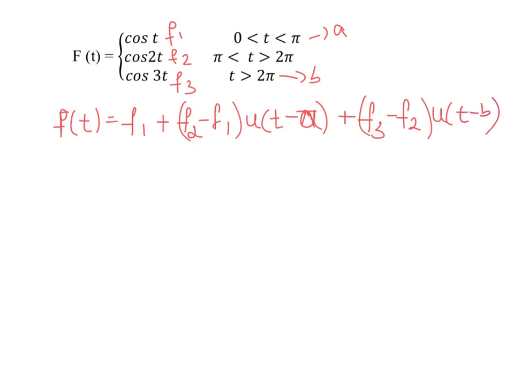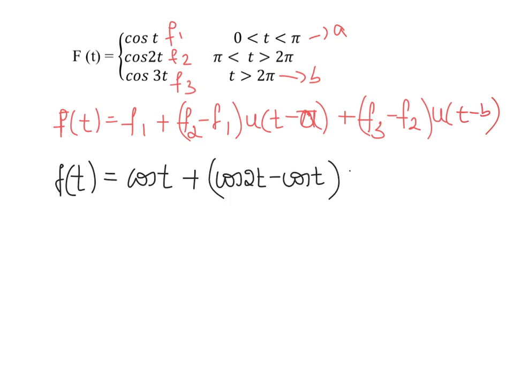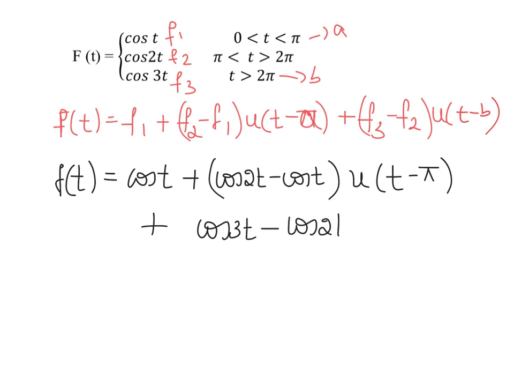Okay. Now let us solve the problem. So the given function f of t can be written as: what is f1 in our problem? cos t, plus f2 minus f1, cos 2t minus cos t, into u of t minus a, meaning t minus pi. Next f3 minus f2, that is cos 3t minus cos 2t, into u of t minus 2 pi.